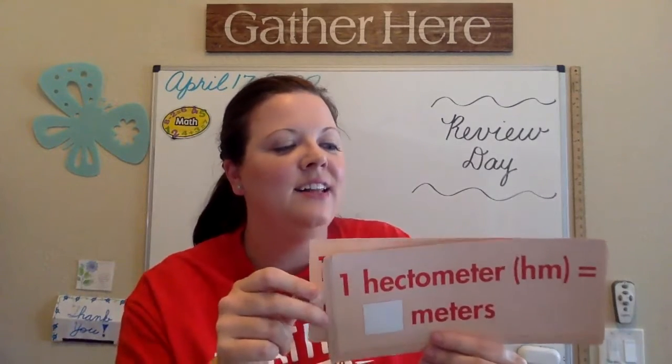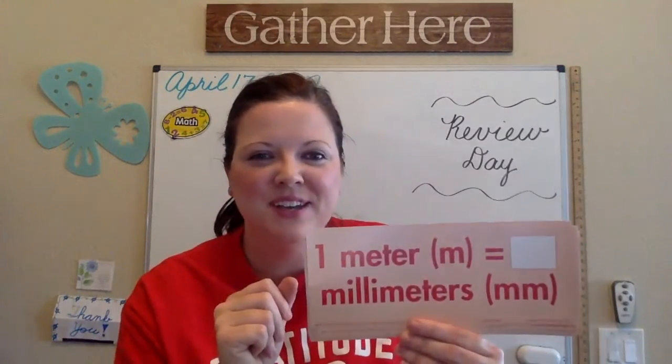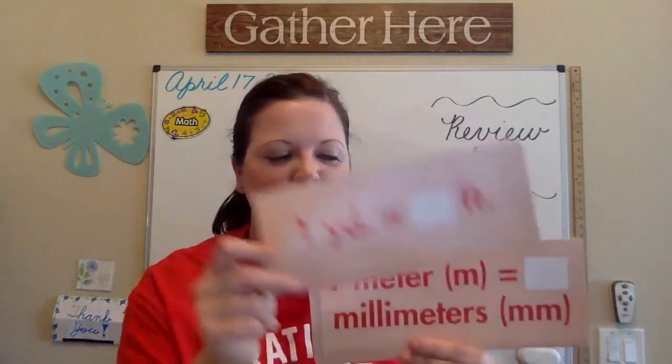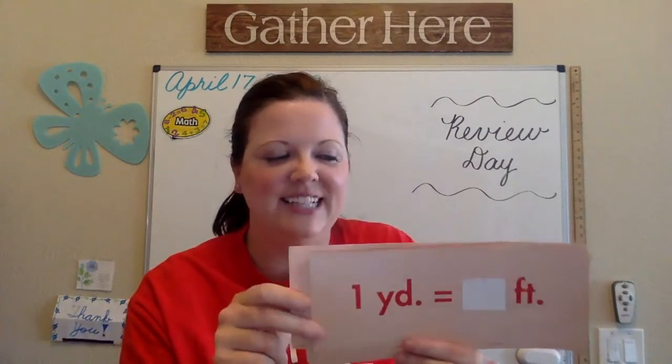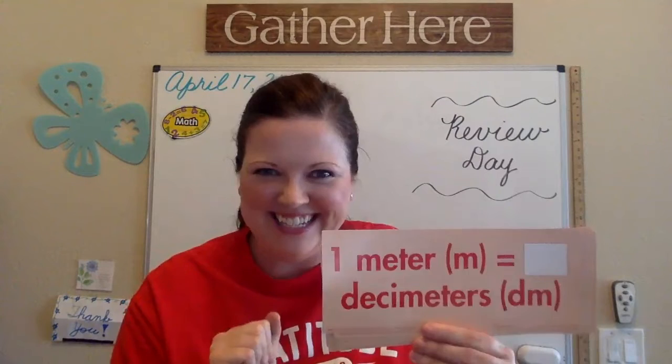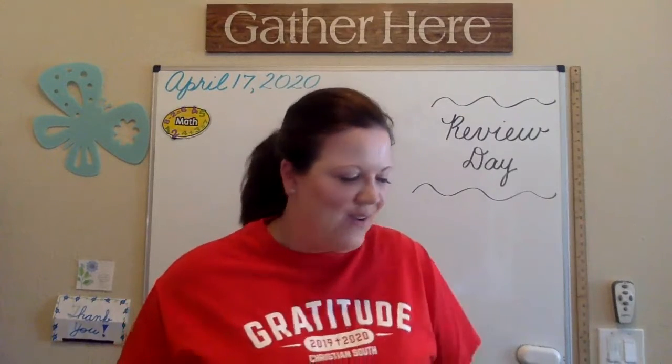Hecto-hundred. Hecto-hundred. That's alliteration. 1,000. 2 more. 3. Last one. And 10. Good job. Okay.